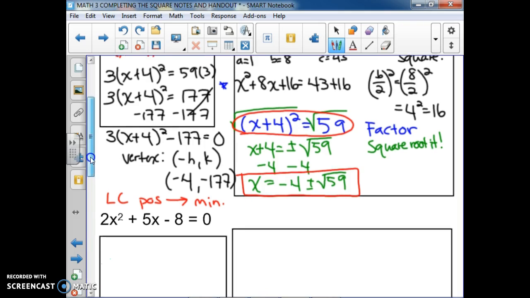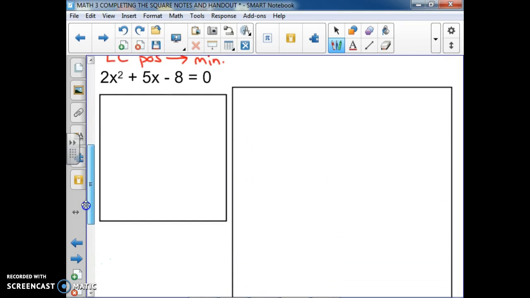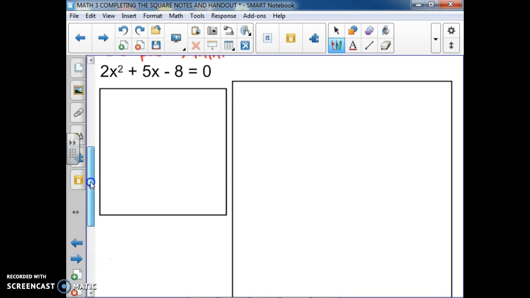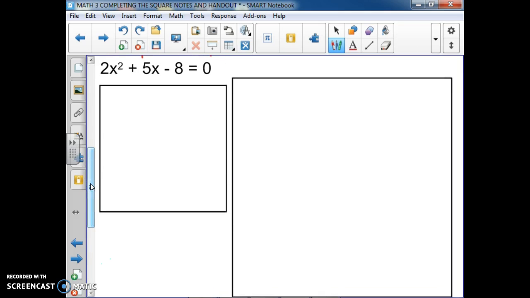Let's go on to the next example. Next, we have 2x squared plus 5x minus 8. Just like the last problem, we're going to divide by our leading coefficient first.